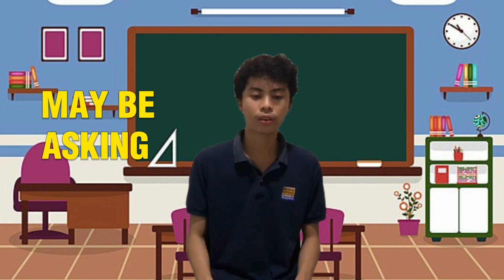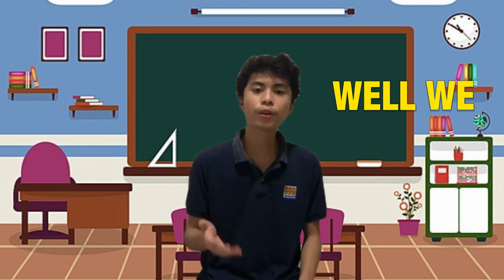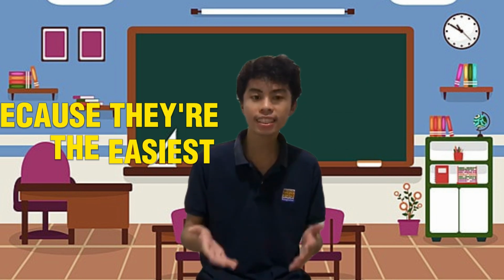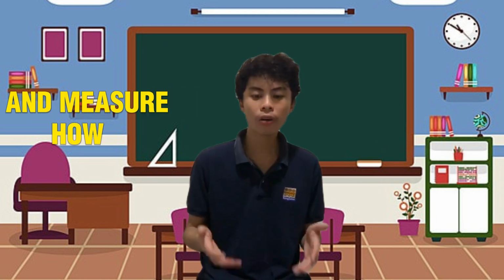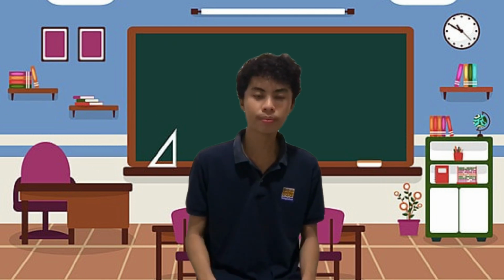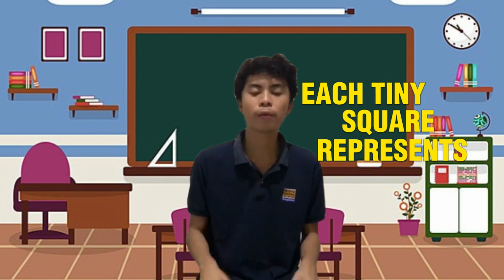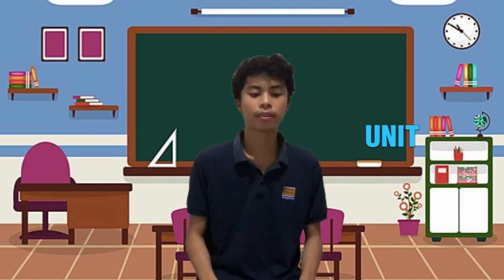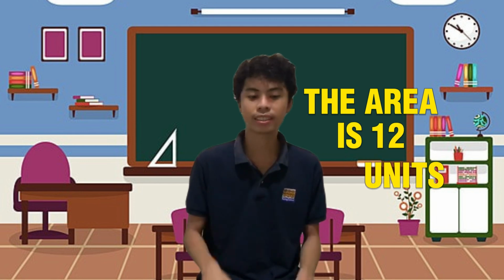You may be asking, why do we use square units? Well, we use square units because they're the easiest way to completely fill out a shape and measure how much space it covers. Think of it like a sheet of grid paper, with all those little squares on it. Each tiny square represents 1 square unit. So, if a shape covers 12 squares, the area is 12 square units.